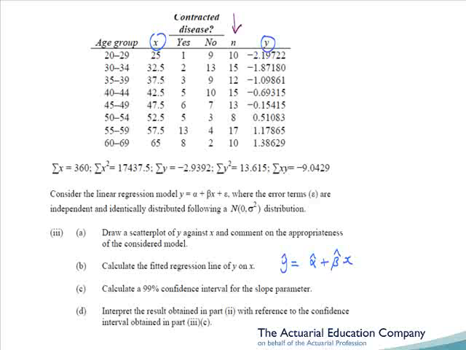In part C, we have to calculate a 99% confidence interval for the slope parameter, which is beta, and to do that, we'll simply use the formula given on page 24 of the tables. And the final part is a comment, and to do this, you'll comment on part 3C. We'll observe the confidence interval for the slope parameter does not contain 0, so there is some kind of linear relationship, which coincides with the fact that you should have found there was some association between the age group and the disease.